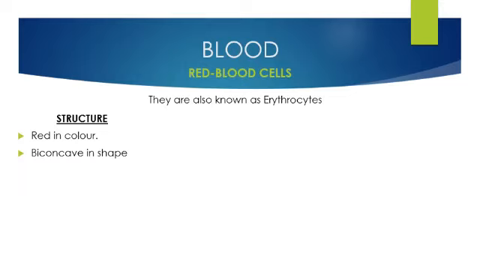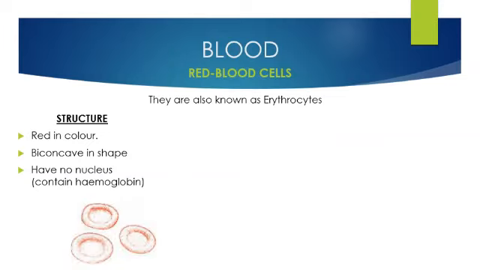Yes, so red blood cells are biconcave. So they've got two concave shapes in their structure or shape. Later I'll show you a diagram that shows the biconcave shape of a red blood cell. Then the other structure is that red blood cells don't have any nucleus. Instead of a nucleus, they have got hemoglobin. Hemoglobin is a fluid found in red blood cells, and it's that fluid that gives red blood cells their reddish color.